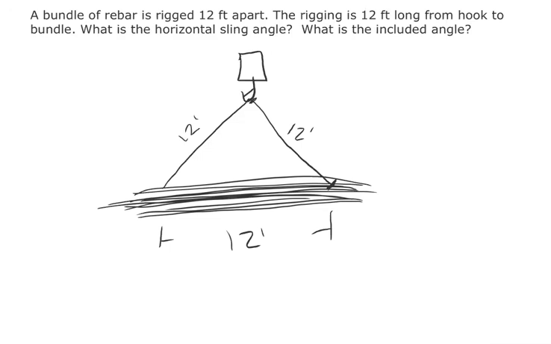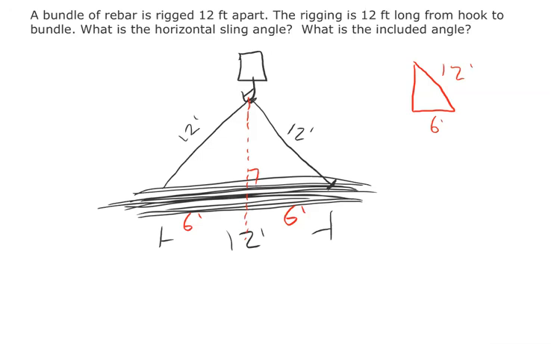So what I want to do is realize that it's not a 90-degree triangle anywhere, so using trigonometry won't help me. However, if I bisect from the center of the hook all the way through the rigging down the center, now I've got, once again, a 90-degree triangle on that side, which means this side is 6 feet and this side is 6 feet. Now I've created half of that rigging triangle, which looks something like that, right? The hook is up top.